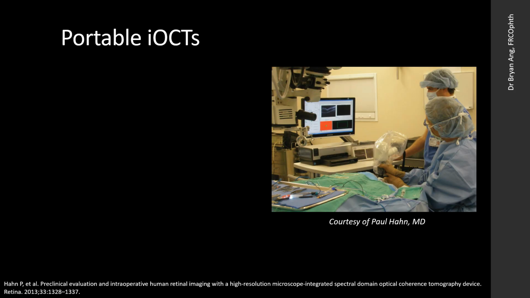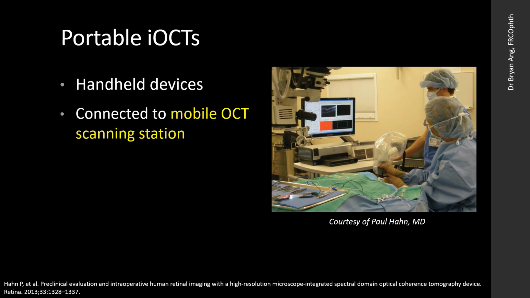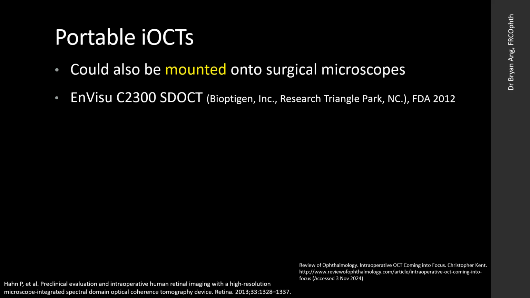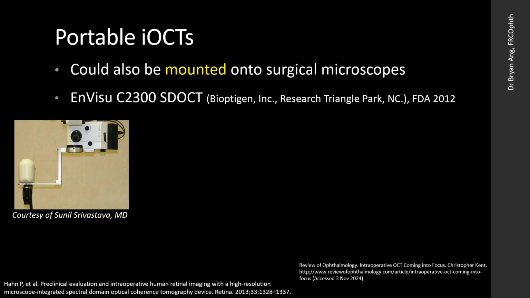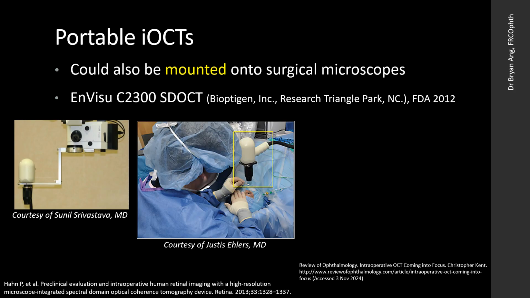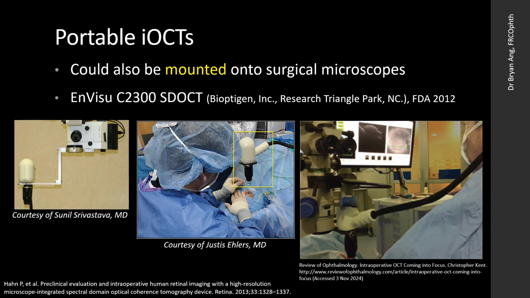The earliest iOCTs were portable, handheld devices that were initially used in pediatric patients or patients unable to sit upright at an OCT machine. When they were used in the OR, they were connected to a mobile OCT scanning station, which was operated by an assistant in the OR itself. However, they could also be mounted onto surgical microscopes using a custom arm attachment, which allowed the surgeon to continue to operate with both hands. The iOCT would then be connected by a fiber optic cable to the scanning and display station.